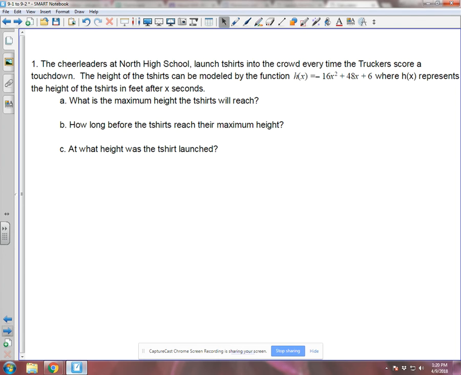And finally, at what height was a t-shirt launched? Now, if I am looking at this graph, how do I tell how high the t-shirts were when they took off from that cannon? It's the y-intercept, and this point right here is the y-intercept. 6 feet. Now, do you guys see how they put another point right here for you? Not relevant. Don't use that point. That's the x-intercept. That doesn't mean anything for me here. So 6 feet is my answer here.